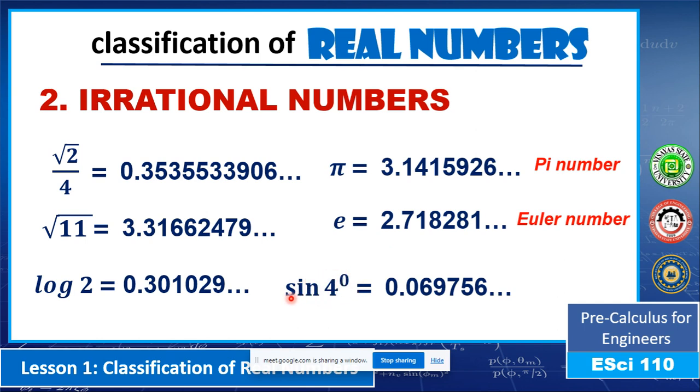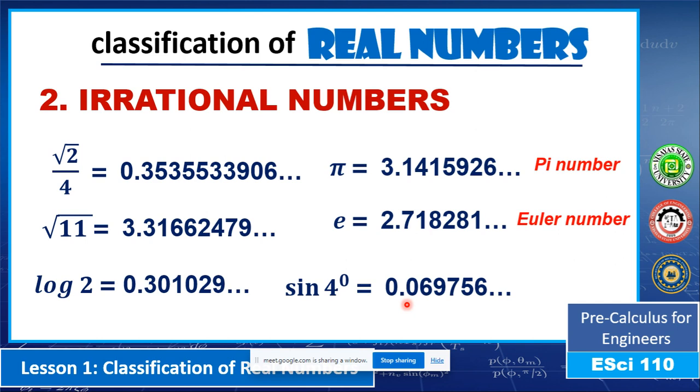And then we also have trigonometric identities. As I told you a while ago, numbers come in different forms. So we also have the sine of a number, for example, sine 4 degrees. If you simplify this or input it in your calculator, it will result in a non-terminating decimal, which is equal to 0.069756. It has no end. So therefore, some trigonometric functions are irrational.